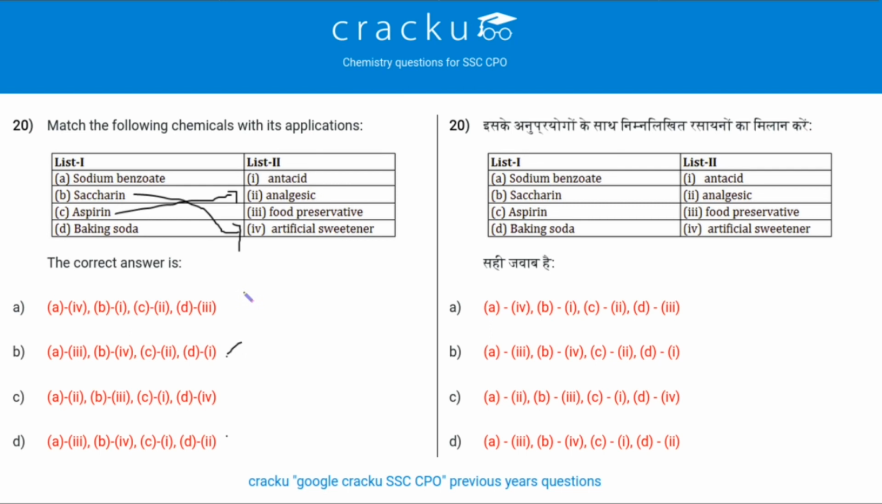Now, let us see the other. Okay, sodium benzoate is a food preservative. So, A is 3. So, in option B we see A is 3, B is 4, C is 2, that is correct, and baking soda is an antacid. So, D is 1. So, the correct answer to this question is option B.